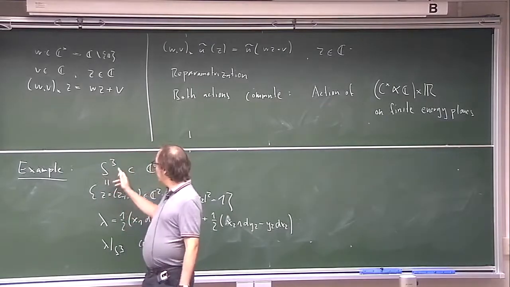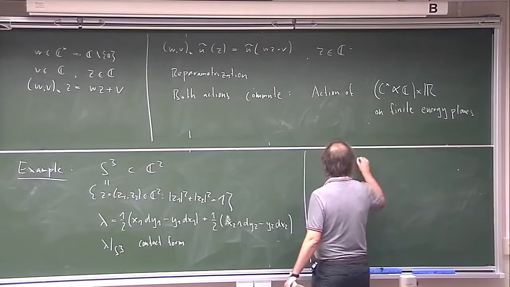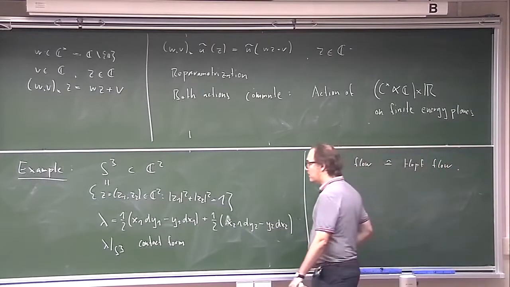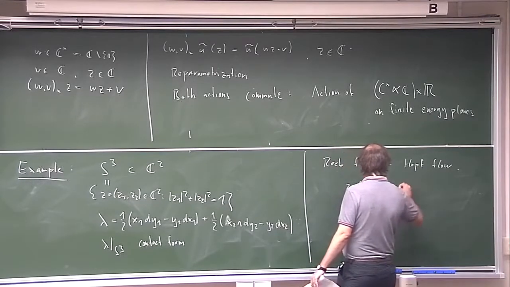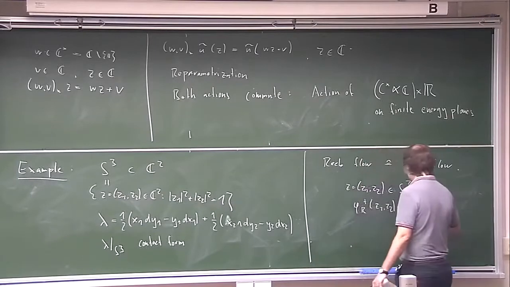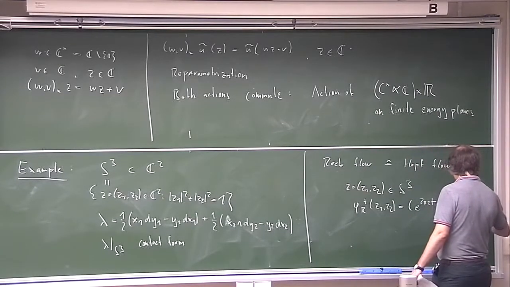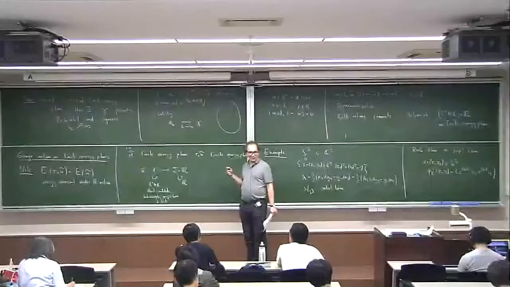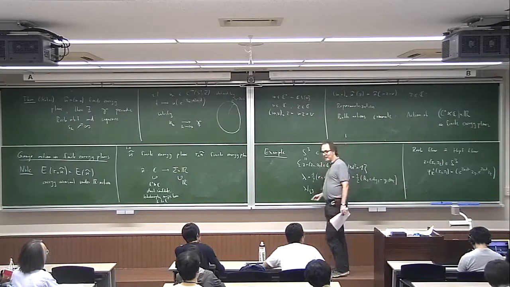And the Reeb flow is in this case just the Hopf flow. So if we have z equals (z1, z2) in S3, then phi_t of (z1, z2) is just (e to the 2 pi i t z1, e to the 2 pi i t z2). So this is a rather special flow. For this flow, all orbits are periodic orbits. This is, of course, in general not true. The dynamics here is not very complicated.